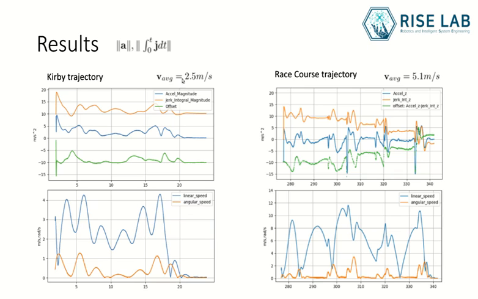Going higher in speeds at 2.5 meters per second, we see important degradation in the estimation of the jerk. And moving forward at 5.1 meters per second, we see that the estimation is degraded, and so it might not be used.